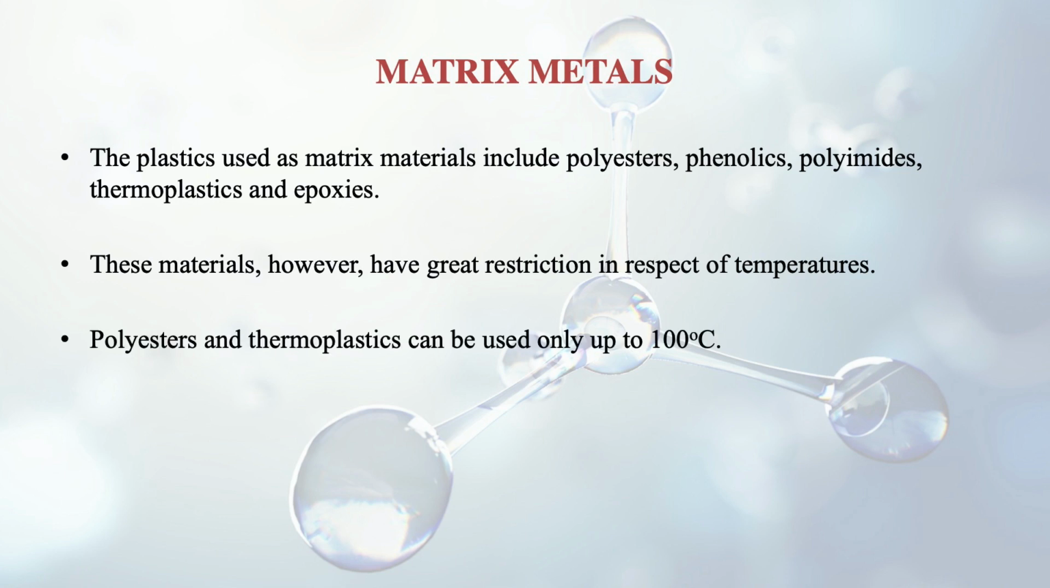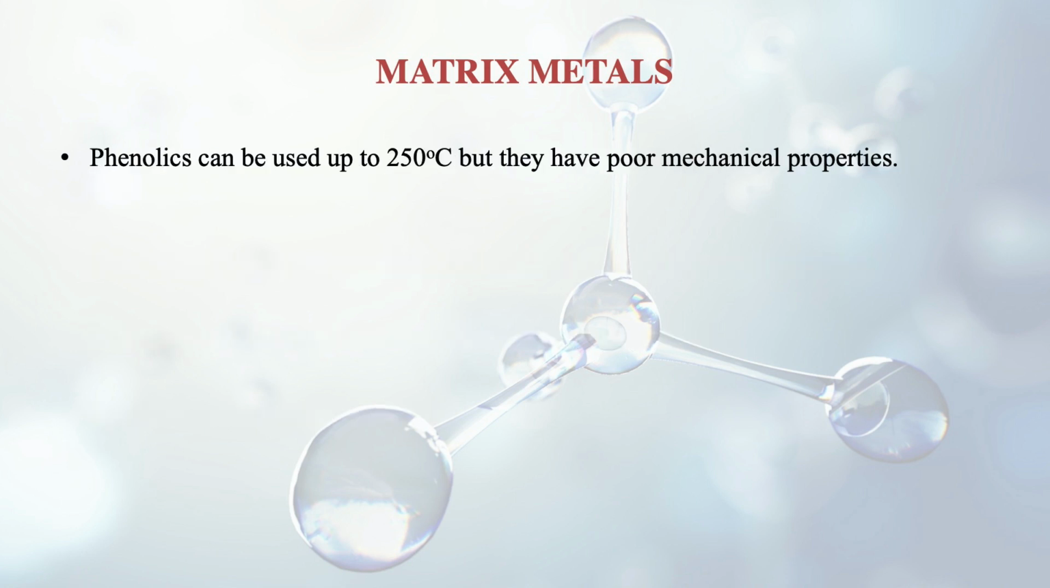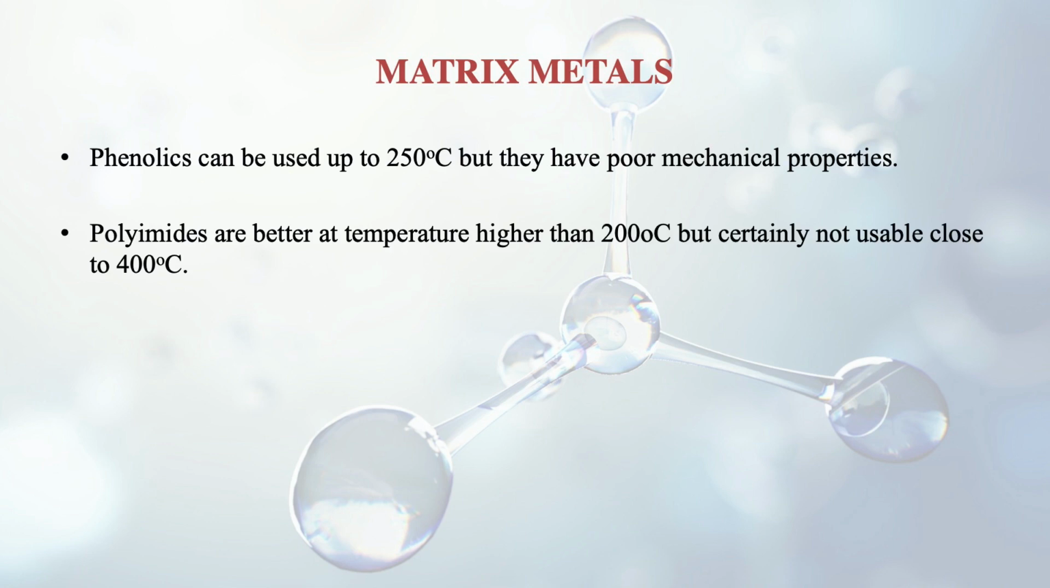Polyesters and thermoplastics can be used only up to 100 degrees centigrade. Epoxies can be used only up to 150 degrees centigrade. Phenolics can be used only up to 250 degrees centigrade, and also they have poor mechanical properties. And polyamides are the ones which have good qualities at higher temperature. They are better at above 200 degrees centigrade, but they are also not usable if we go up to 400 degrees centigrade. So we now talk about the epoxy matrix.